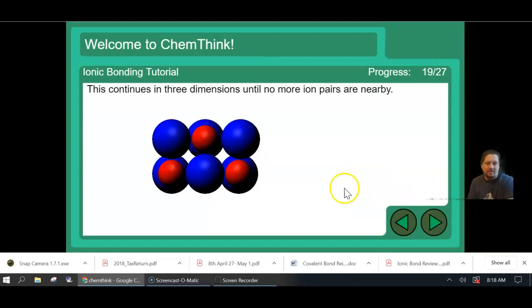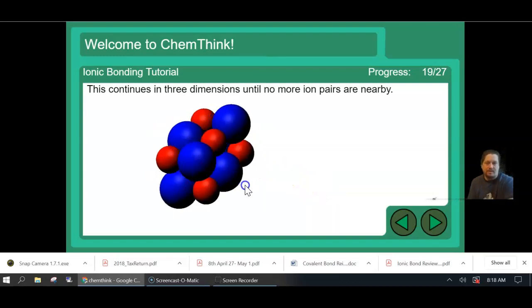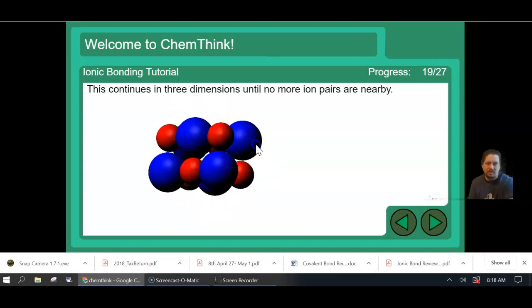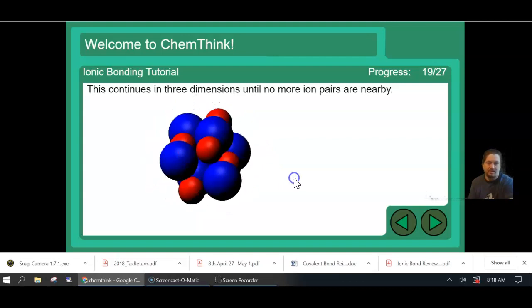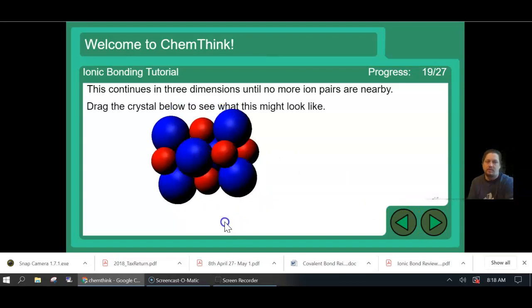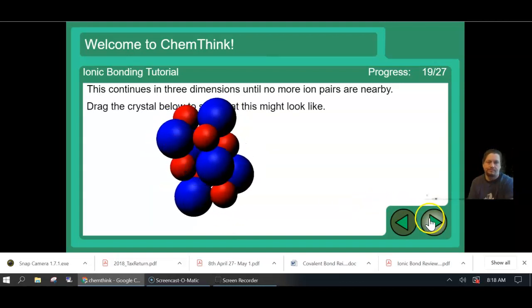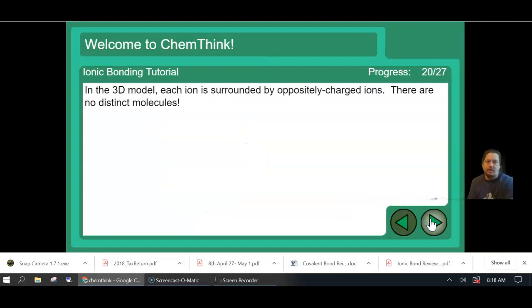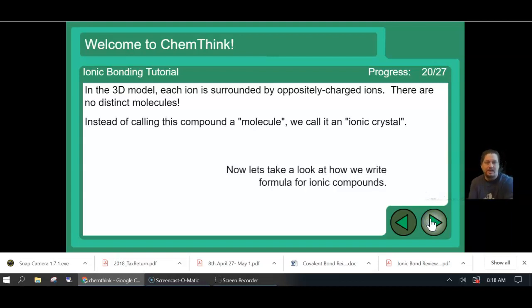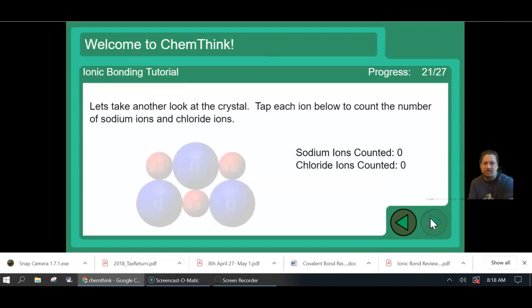We start getting three dimensions. Looking like this. If you've ever seen salt, it's a cube form. That's because of the crystal alignment of the sodium and chlorine package. In the 3D model, each ion is surrounded by oppositely charged ions. No distinct molecules. They're all alternating. So instead of calling this compound a molecule, we call it an ionic crystal.